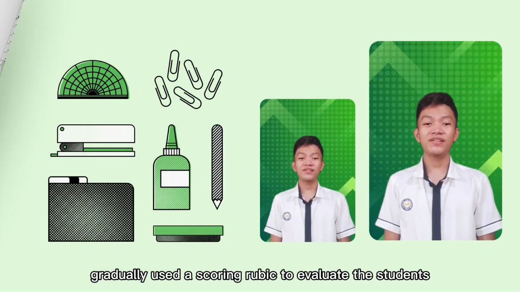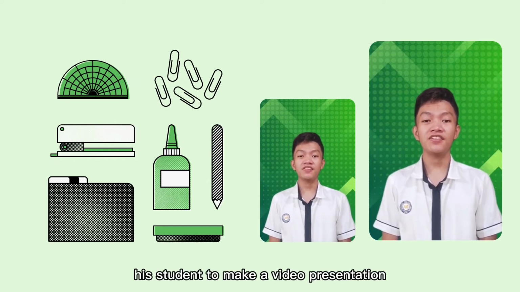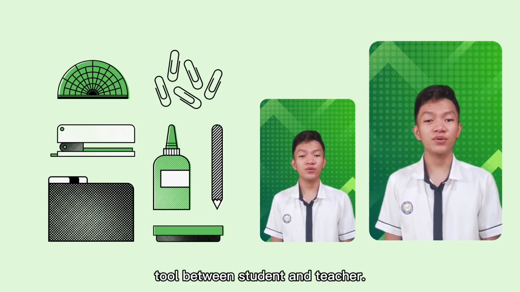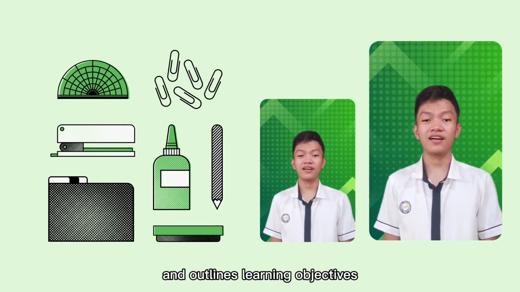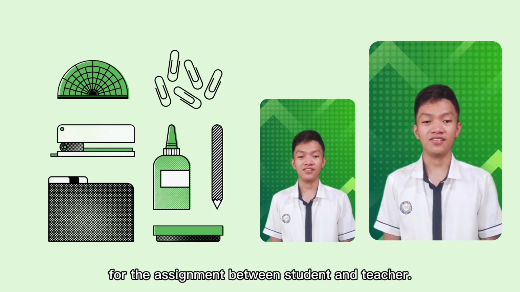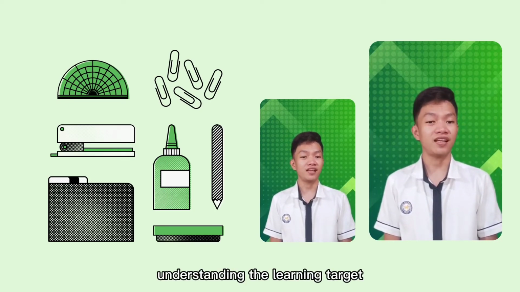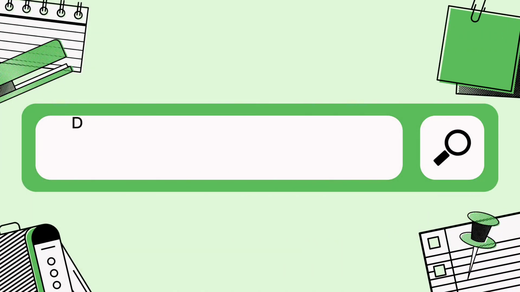The teacher gradually used a scoring rubric to evaluate the student's performance. It was utilized when she instructed her students to make a video presentation regarding their topic, and it can be seen as a communication tool between student and teacher, as it aligns expectations and outlines learning objectives for the assignment. This point is often expressed in terms of students understanding the learning target and criteria for success.